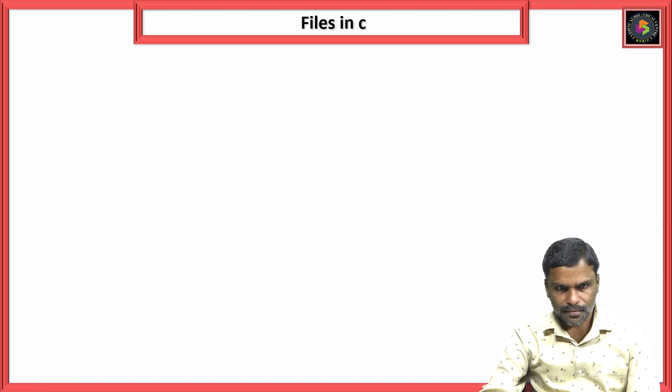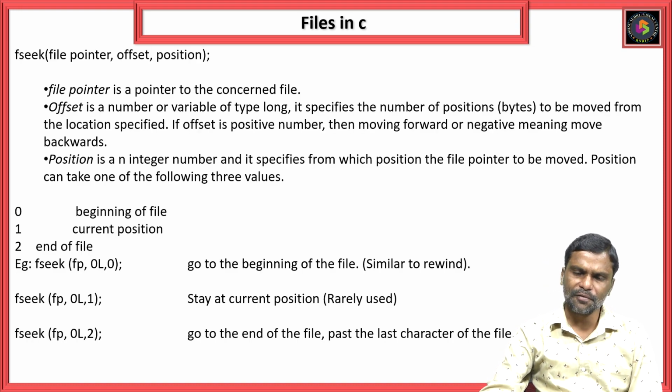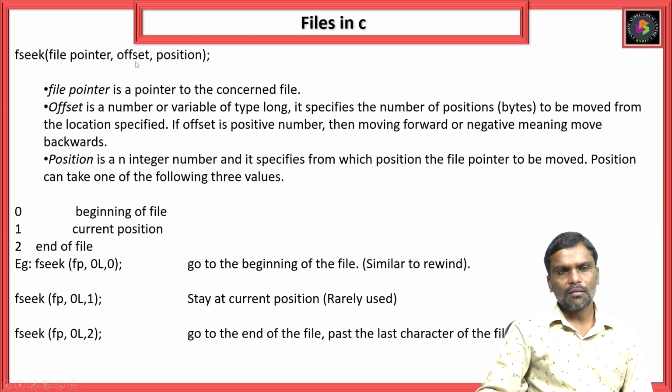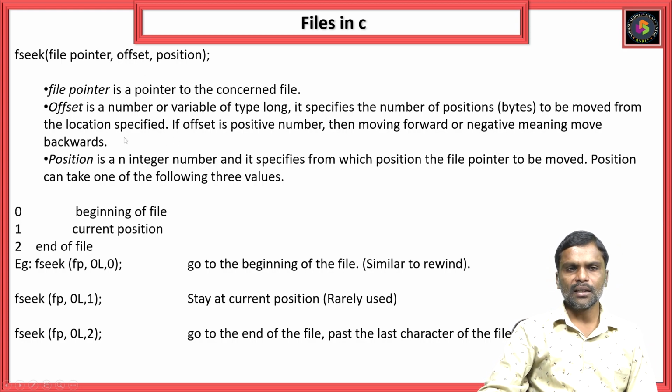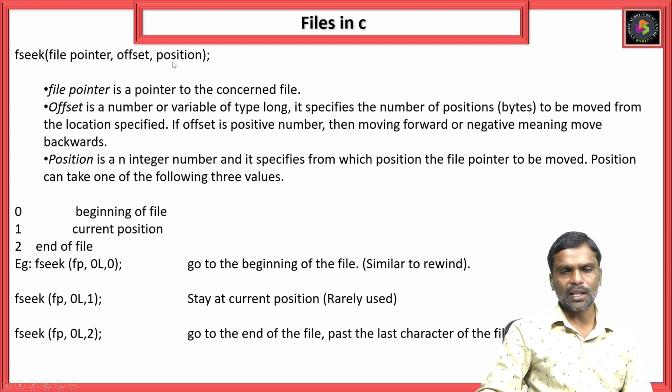So here, the same thing I defined in the previous slide, I am going to explain here again for better understanding. In fseek we are using file pointer, offset, position. For better simplification, we have used position as whence, and offset we have taken as an integer. File pointer we have defined there.